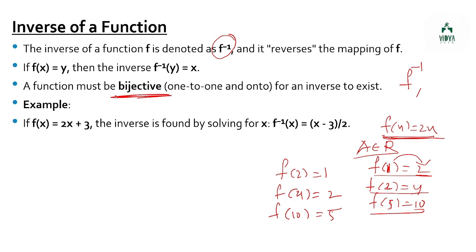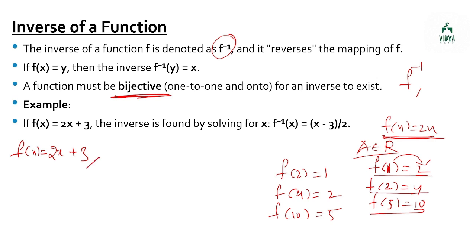What is 1-1? Every element of A should be mapped to only one element of B. What is onto? Every element of B should have at least one pre-image in A. If both these conditions are satisfied, then it is bijective. Only if it becomes bijective, then it has an inverse function. Done? Let's take an example of f of x equal to 2x plus 3.